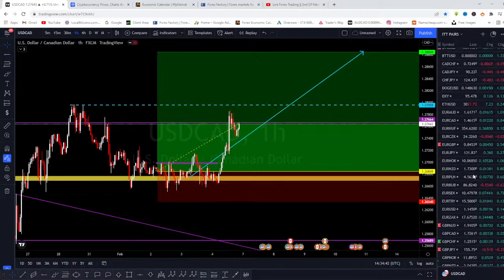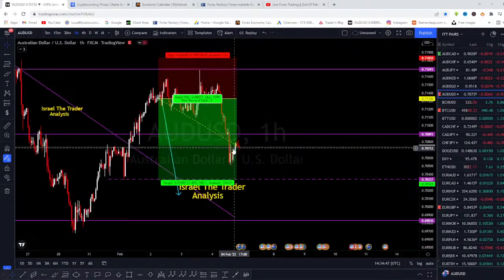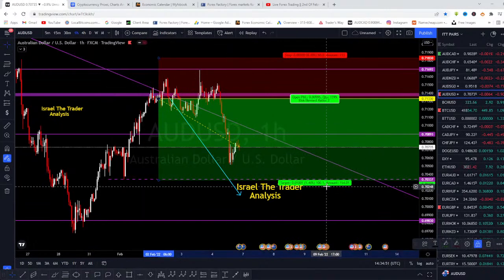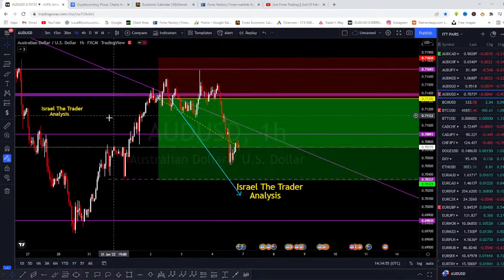And also the fifth trade was AUD USD. Of course, you already know that AUD USD is about to hit our final take profit right now. So the final take profit is for 100 pips, and I'm expecting AUD USD to hit the final take profit once the market opens, right?